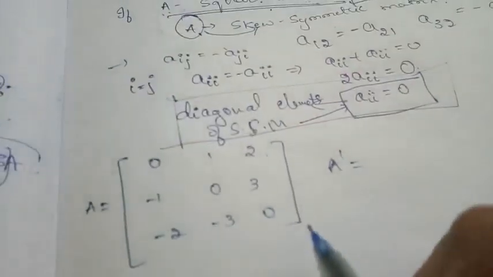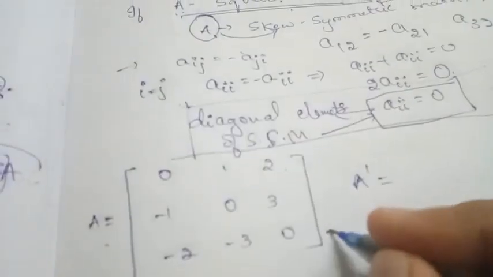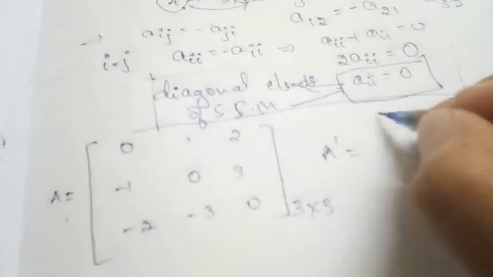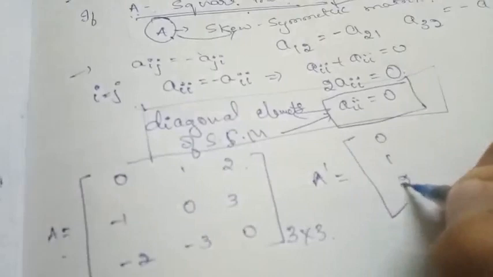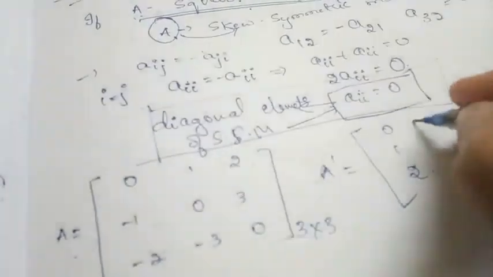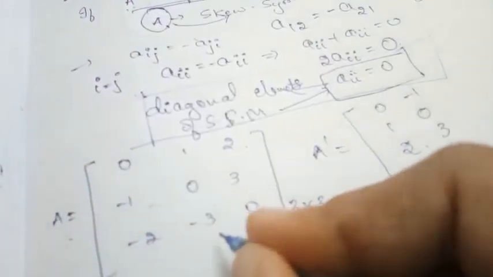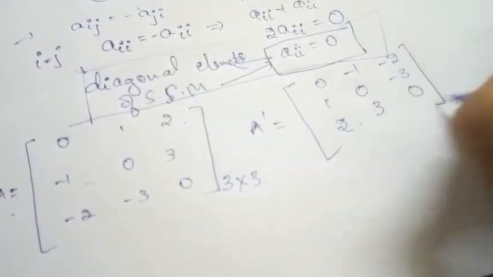So here there is an example, A, which is equal to the given matrix which is of order 3 cross 3. Now let us take the transpose of this matrix. What is the transpose of this matrix? 0, 1, 2. The first row becomes the first column: 0, 1, 2. Next is minus 1, 0, 3. The next is minus 2, minus 3, 0. Again this one is also of order 3 cross 3.